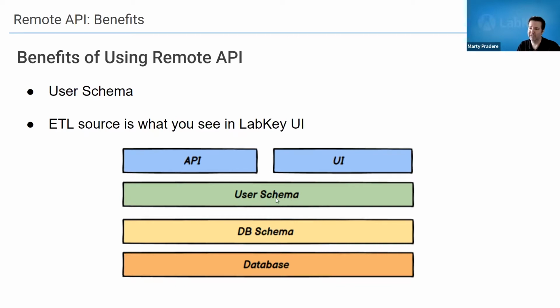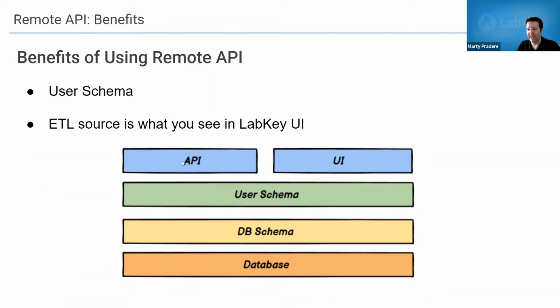And then on top of that, you have the user schema, and that's where a lot of the utility of LabKey comes in. That's where all these relationships are maintained, the foreign keys and virtual foreign keys, and all the metadata gets applied there that might be stored in a completely different table, and you can change it, and it will apply that at the user schema level.